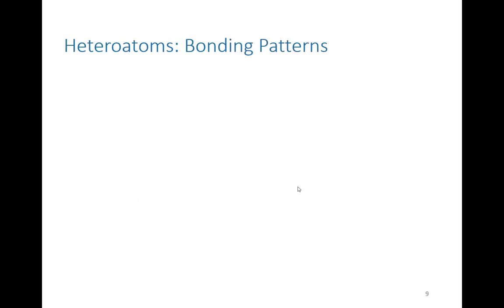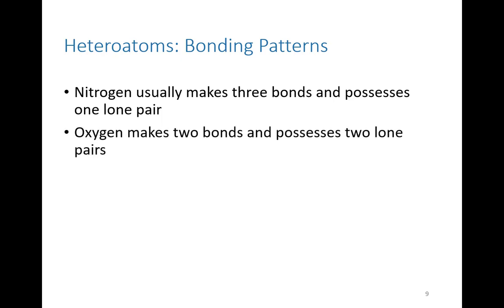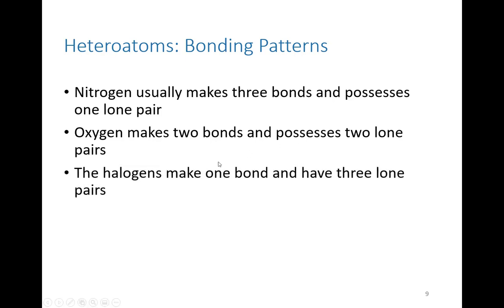It helps us a lot if we know the bonding patterns for all these elements as well. Nitrogen will usually make 3 bonds and has 1 lone pair. Oxygen will have 2 bonds and possesses 2 lone pairs. And then the halogens make 1 bond and have 3 lone pairs.